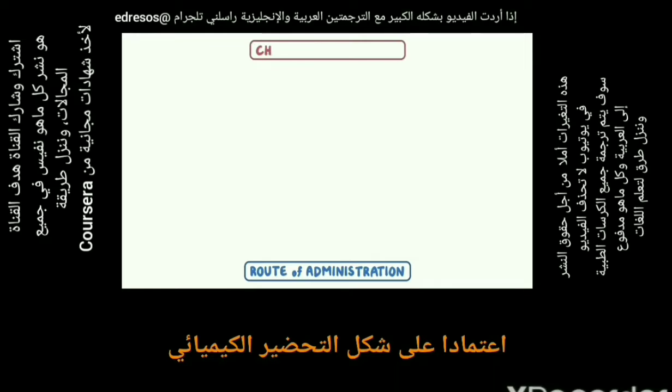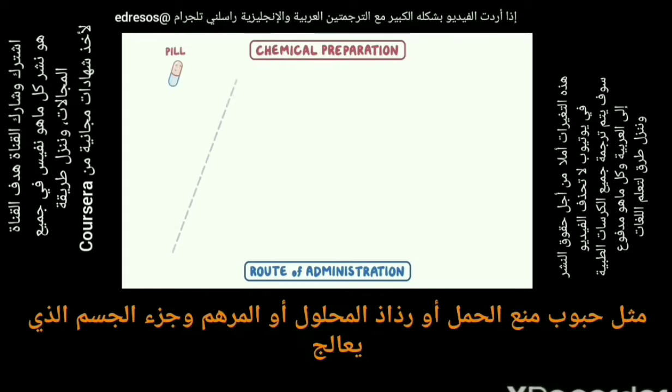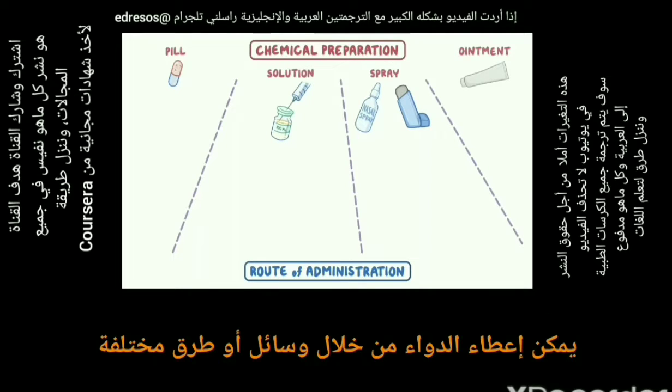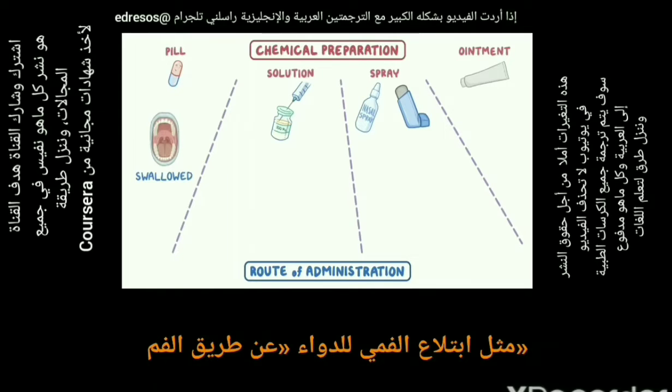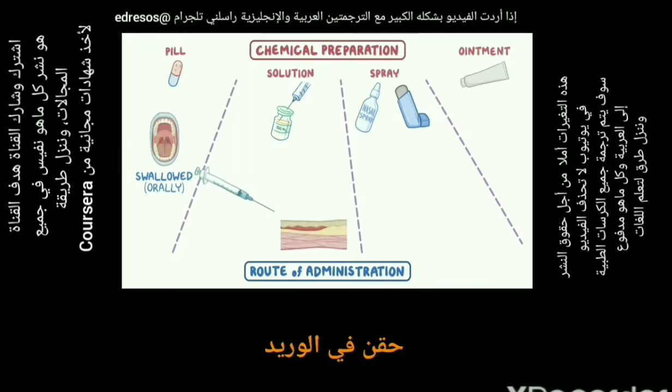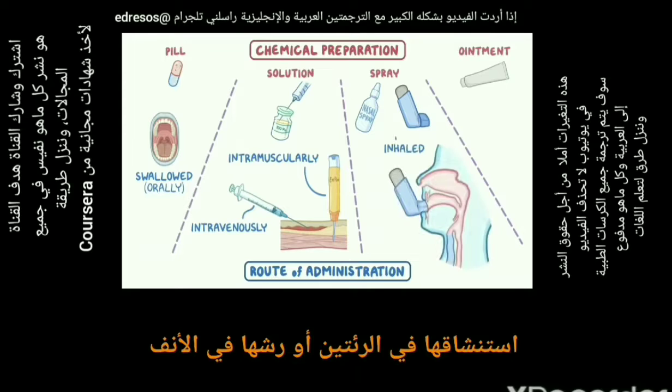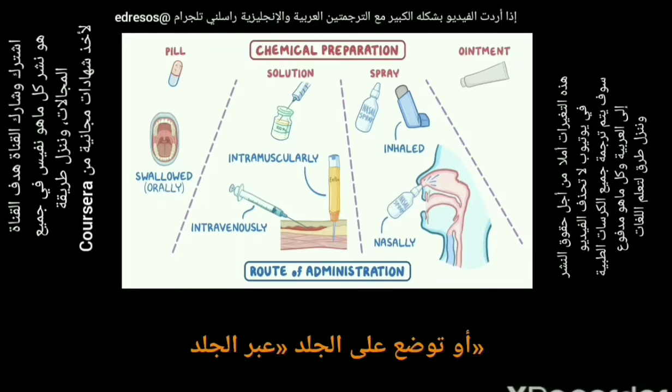Depending on the form of the chemical preparation, like a pill, solution, spray, or ointment, and the part of the body being treated, the medication can be administered through various means or routes, such as swallowed by the mouth, orally, injected into a vein, intravenously, injected into a muscle, intramuscularly, inhaled into the lungs, sprayed into the nose, nasally, or applied onto the skin, cutaneously.